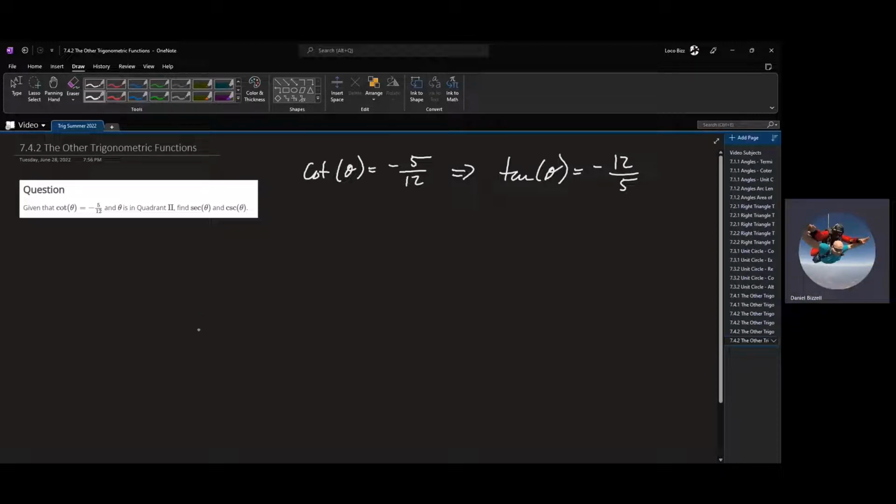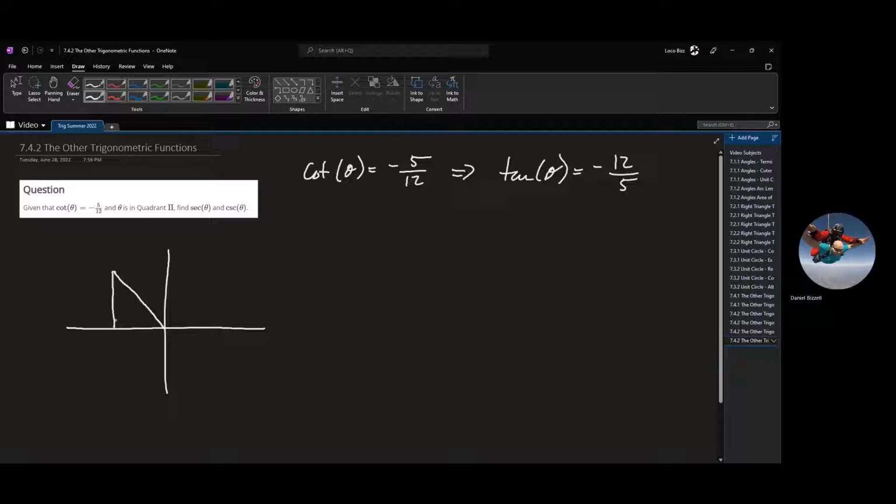Now that we know that tangent of theta is equal to -12/5, we can draw our triangle in quadrant 2, and then we can label our sides. We know 12 is the opposite, and we know 5 is the adjacent. But we know one of these two has to be negative, and we can determine that it's the 5 that has to be negative because we're in quadrant 2 and we're going in the negative x direction, whereas this 12 is going in the positive y direction.